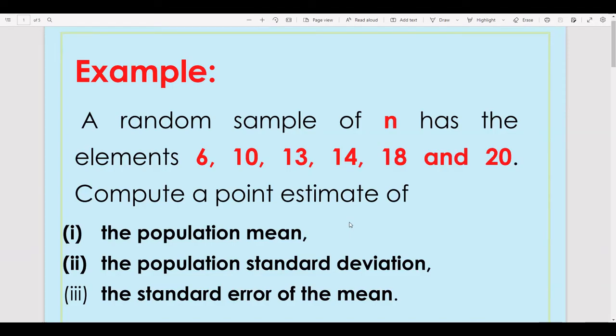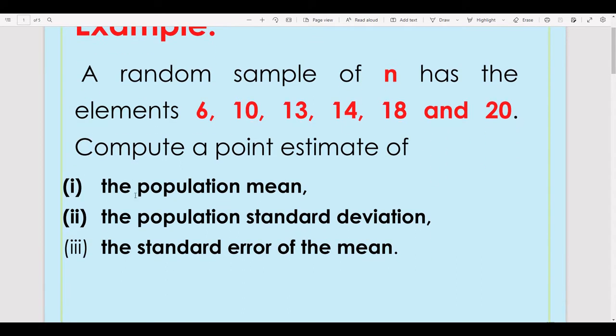In this video, I solve a numerical question about point estimate. How to calculate point estimate. Suppose a random sample of n has elements 6, 10, 13, 14, 18 and 20. Compute a point estimate of population mean, population standard deviation and standard error of mean.